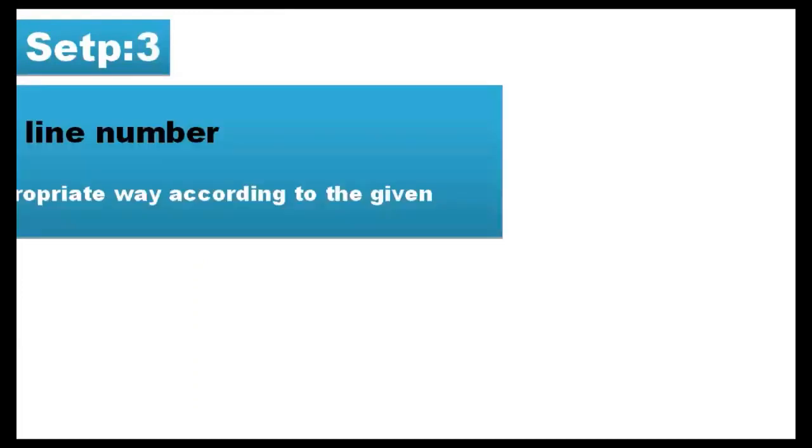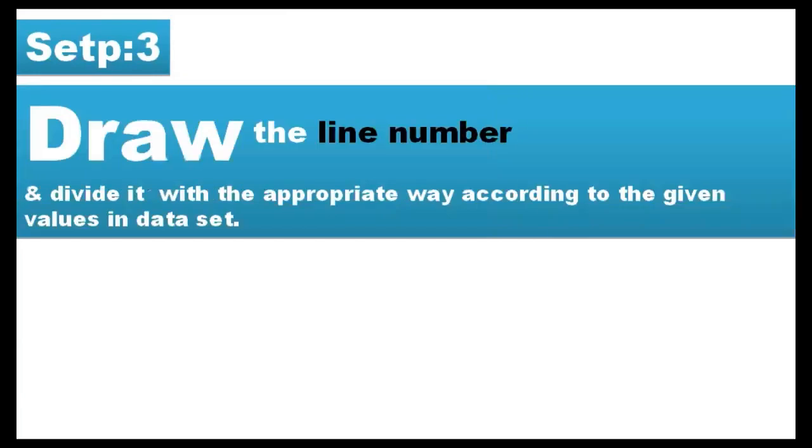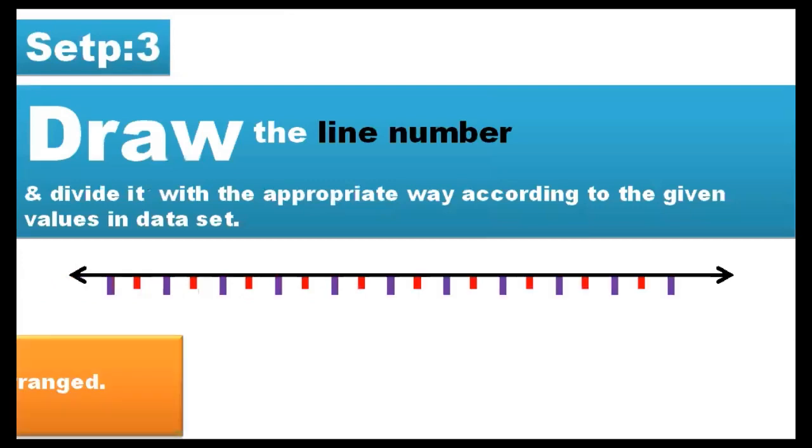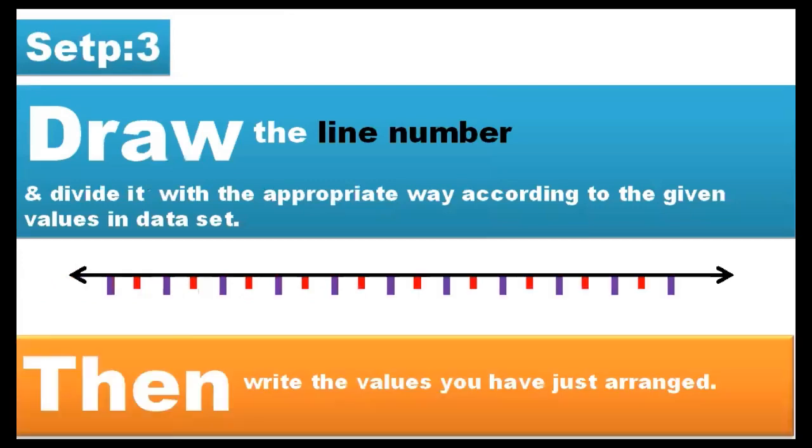After reading and determining the maximum point and the minimum point, the start point and the end point, you are going to draw the number line. After drawing the number line, you are going to divide it in the appropriate way according to the given values in the data set. For example, here, you divide it in 1, 2, again here, 1, 2, 3, 4, okay? Then write the values you have just arranged.